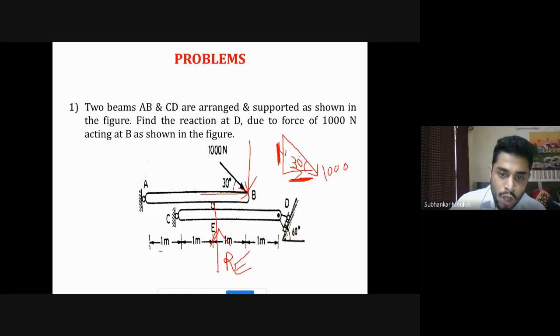We have drawn the free body diagram of this 1000 Newton load. One is 1000 sin 30 and another one is 1000 cos 30. Now if you see, both the beams are connected by a common roller. So this roller will give a reaction to this beam AB in the positive y direction, that is RE. Clear?